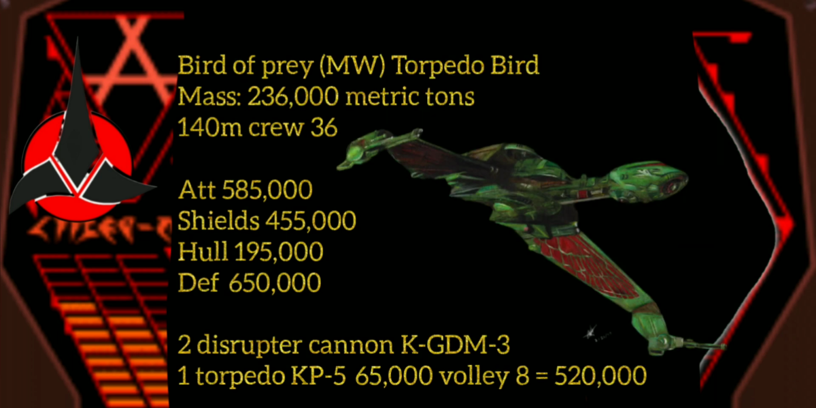So next we're going to look at the Klingon bird of prey, nicknamed the torpedo bird. It's got the exact same stats all the way around, except the only difference is that this ship has a KP-5 launcher. Now, this KP-5 launcher is launching old-style torpedoes, but it can launch up to 8 of them. So that means it has a torpedo barrage of 520,000.